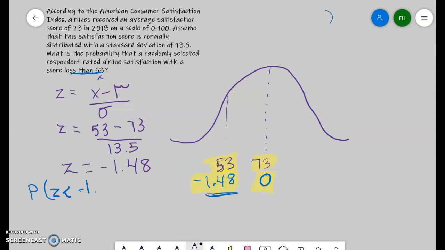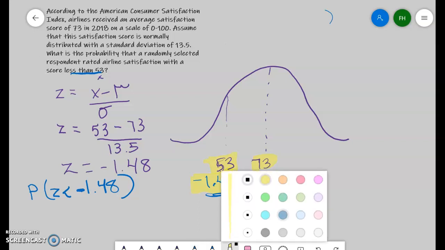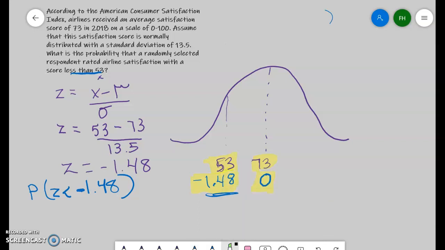negative 1.48. So when you're looking up a value in just a second, it's going to give you the cumulative area under the curve. So for example, if you looked up negative 1.48, it's going to give you the probability of less than that, which is what we actually need in this problem.